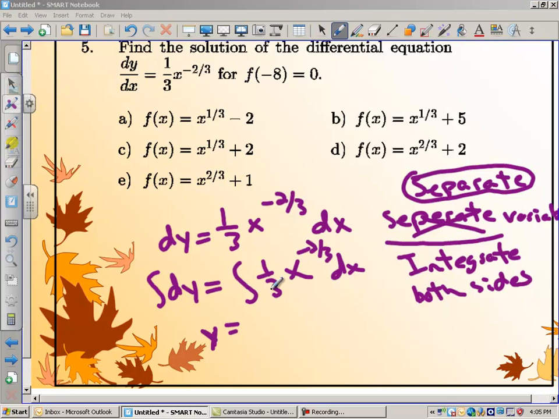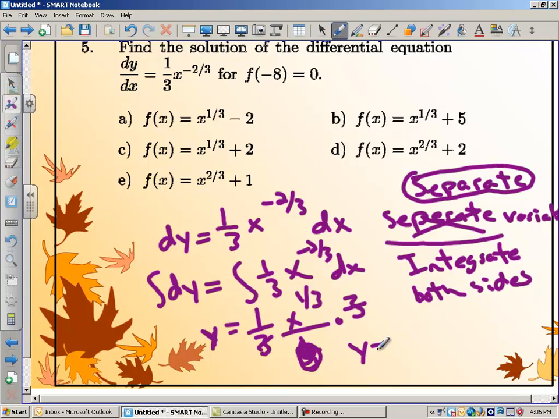Oh yeah, the 1/3. The 1/3 can just sit there, just like with derivatives. We can perform our integration and then multiply by that constant. So I'm going to let the 1/3 sit there. Now I'm going to perform integration here. Add 1 to the negative 2/3, and you get x to the positive 1/3, and then divide by 1/3. Now dividing by 1/3 is the same thing as multiplying times 3, and those cancel, and I get y equals x to the 1/3 plus c.